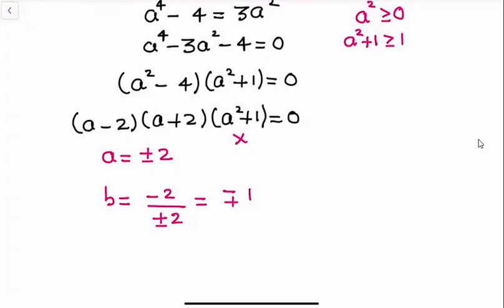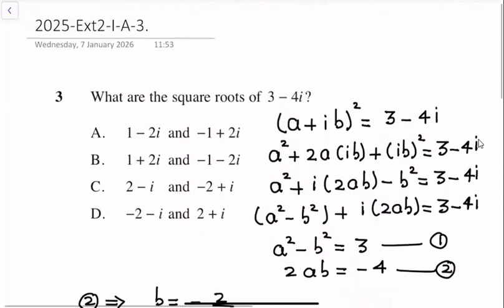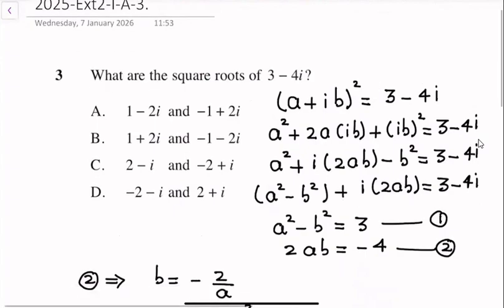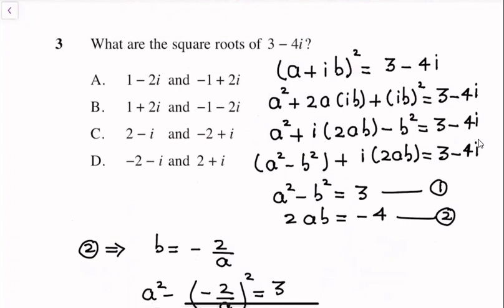Then if I take the first pair, 2 minus i, b is minus 1, so 2 minus i. If I take the second pair, minus 2 plus i. Then these are the square roots of the complex number 3 minus 4i. Option C.